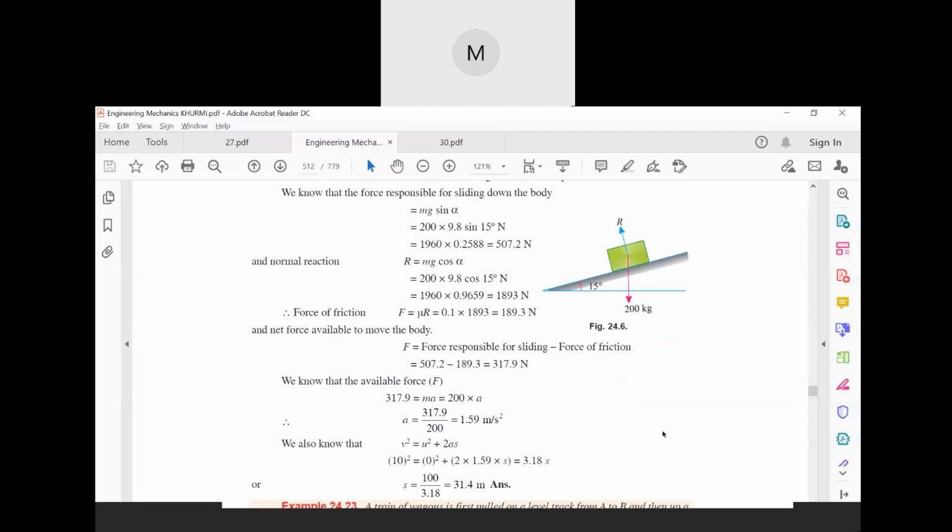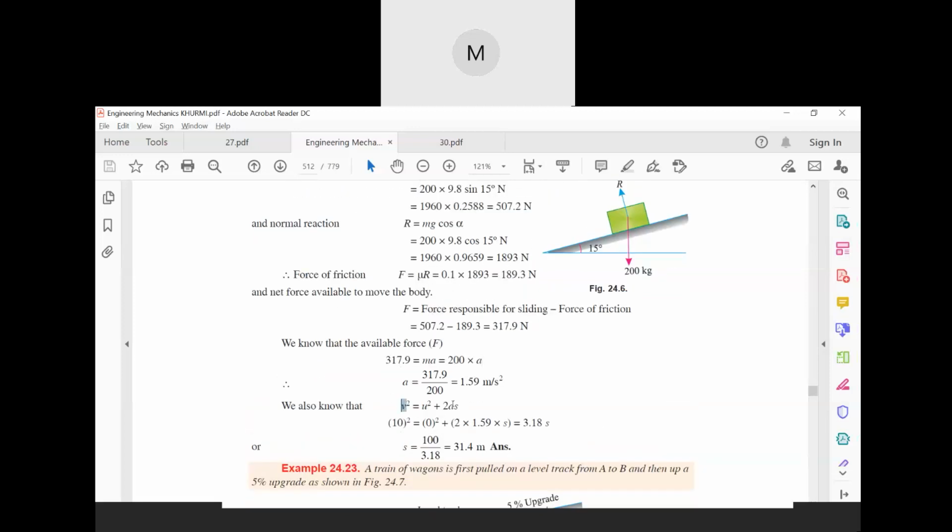This is over. Now once you get the net force, F equal to what? MA. That means you know the mass, so you can find out the A. A means acceleration. Now you just put this acceleration in this equation, V square equal to U square plus twice AS. Now U is 0, V is given as 10. So you will get S. So you have to find out the distance that is traveled by the body just after sliding. As simple as that. So you just try to solve the numerical now.